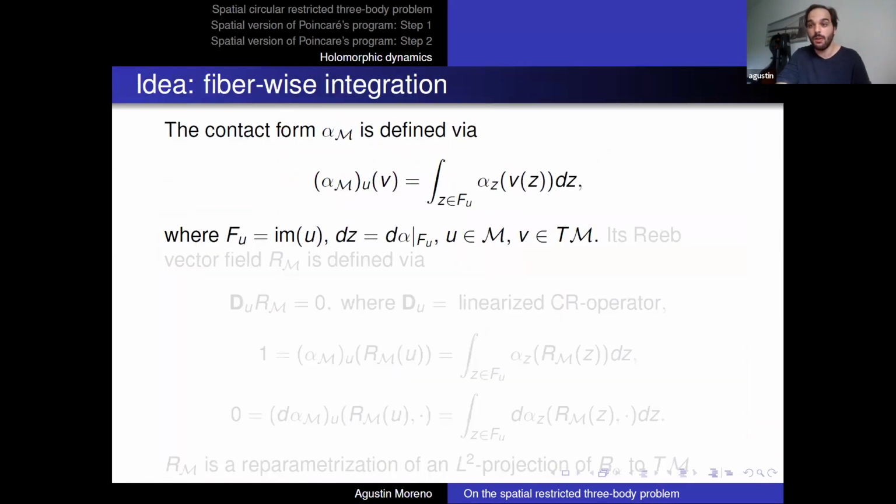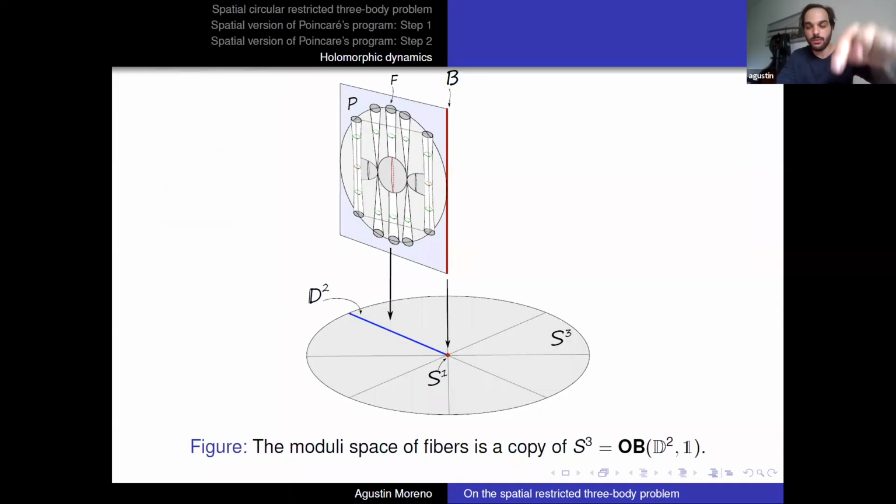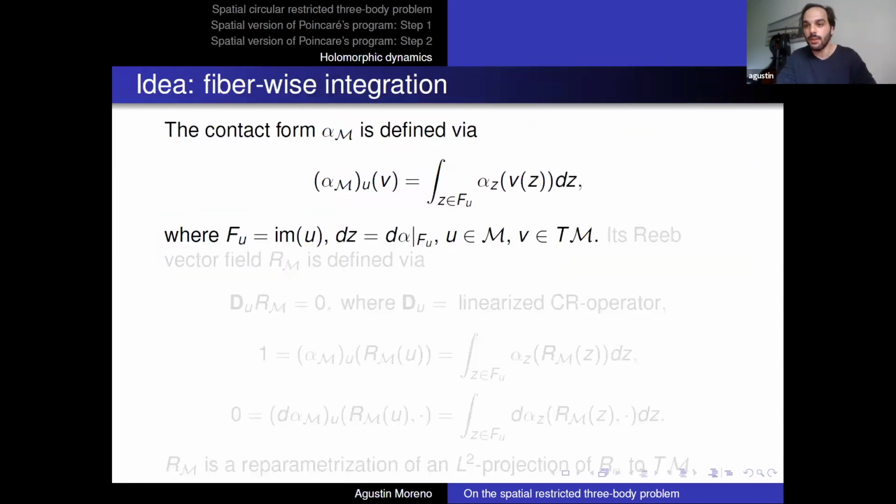Good. Let me give you an idea of how you actually cook up such a contact form on the quotient. So the idea is just fiber-wise integration. As I said, I have this quotient map to the moduli space. All I'm doing is integrating my contact form along the fibers, so along the holomorphic curves.